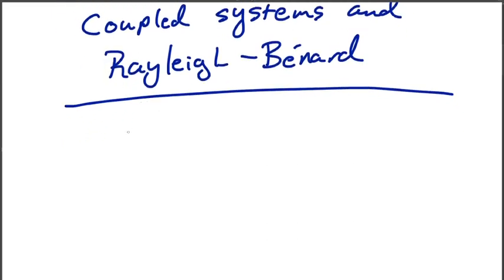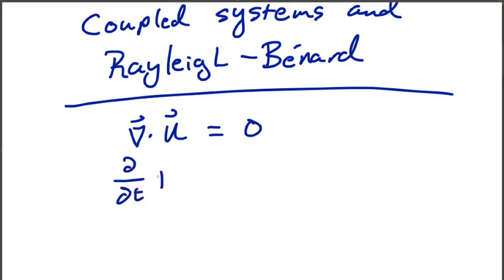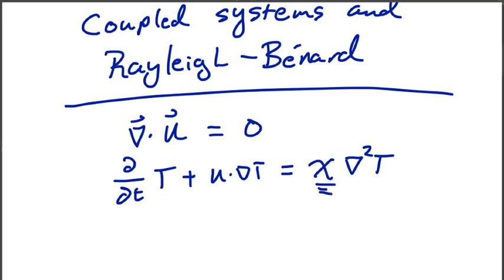These are a continuity equation: the divergence of u is equal to 0. A temperature equation: d by dt of T plus u dot grad T is equal to a diffusion of temperature. The diffusion coefficient here is chi, the thermal coefficient of diffusion right there.